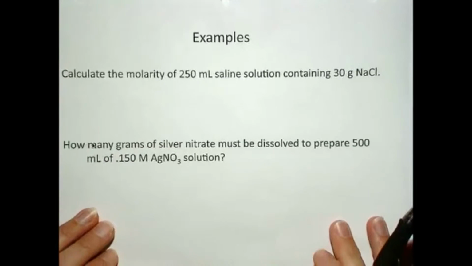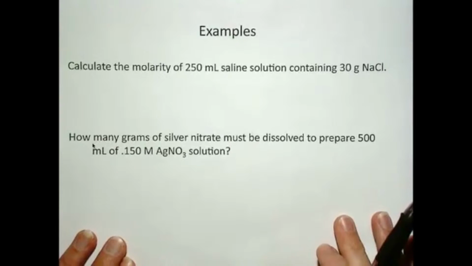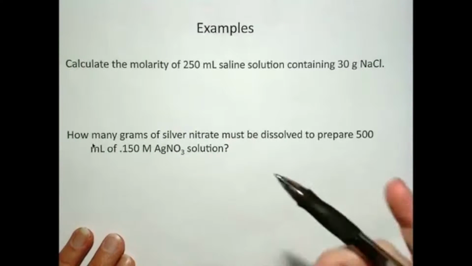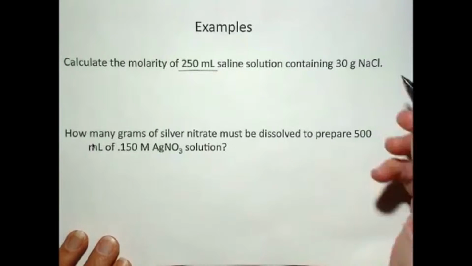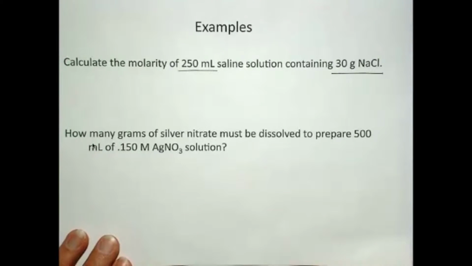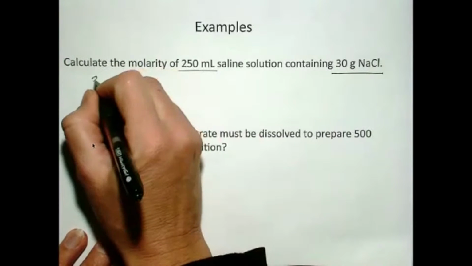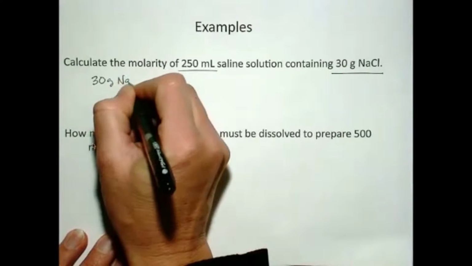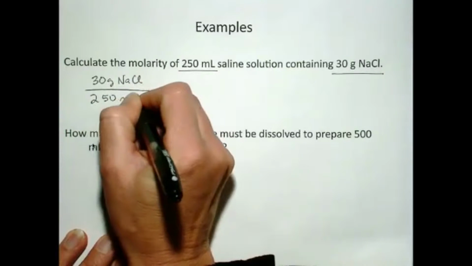Calculate the molarity of a 250 milliliter saline solution containing 30 grams of sodium chloride. So in this case, 250 milliliters is going to be our total solution volume, and we're going to put 30 grams of sodium chloride in that solution. What you do is just write down what's given: 30 grams of sodium chloride in 250 milliliters of solution.